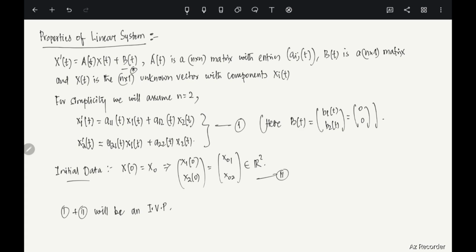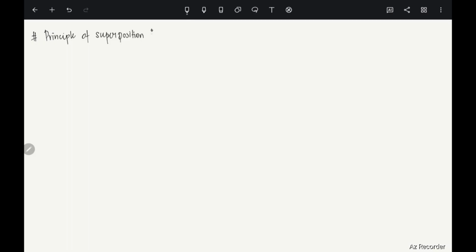The first thing is something called a principle of superposition. This is very important. We have seen that when we solve a linear system, we showed that if y1 and y2 are solutions, c1 times y1 plus c2 times y2 is also a solution, right? So that is the superposition principle.